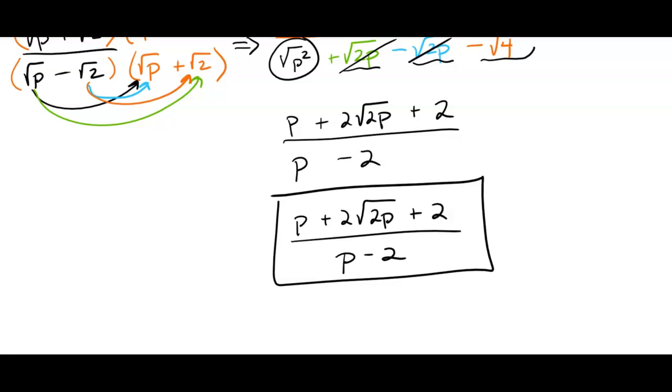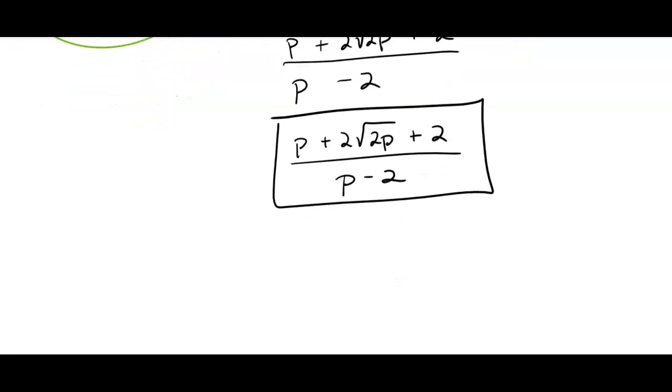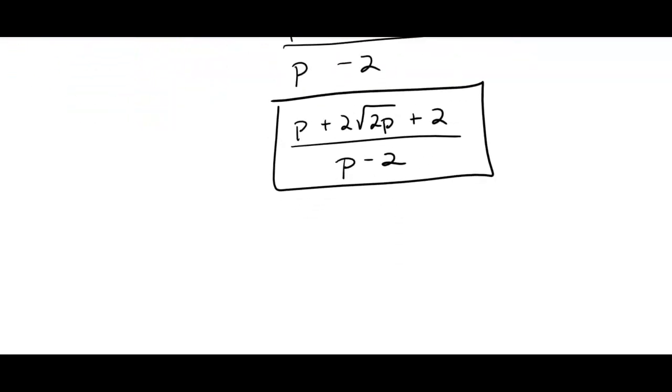Now, if you didn't multiply out the numerator, you could have left it, it was the square root of p plus the square root of 2 squared over p minus 2. You could have left it that way. I don't think they're going to, though. I think they're going to multiply out the numerator. Okay, they take a little bit of work, but that's rationalizing the denominators.